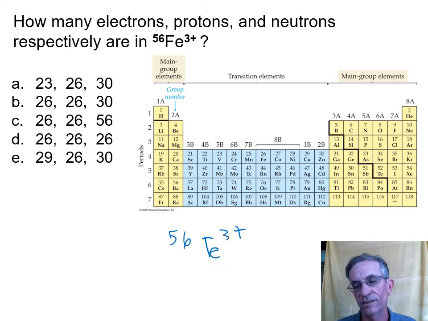It's got a +3 charge. That makes it an ion. It says it. All right. If it doesn't say anything, it's an atom. But if there's a charge there, you're an ion.